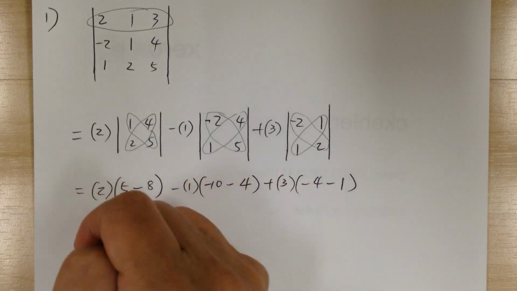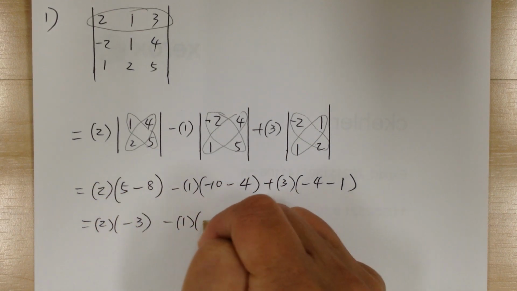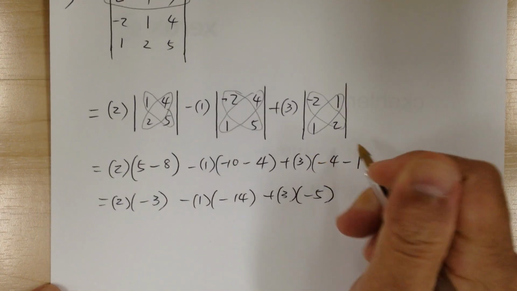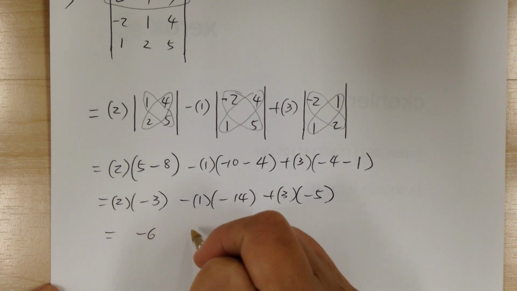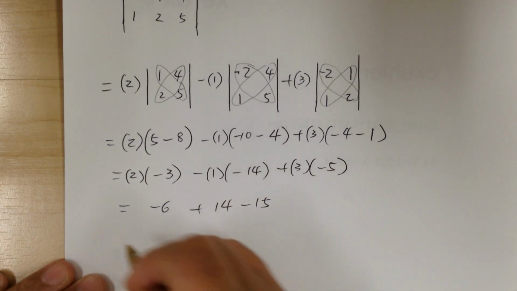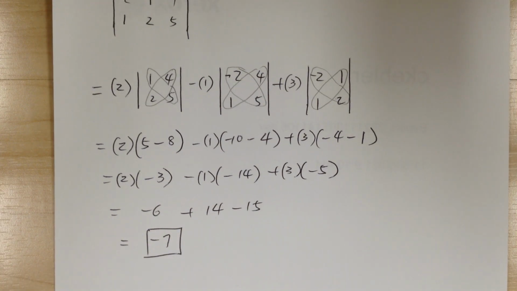So now let's go and work out each part. So equal to 2 times negative 3 minus 1 times negative 14 plus 3 times negative 5. So equal to negative 6 plus 14 minus 15. And so this is equal to negative 7.